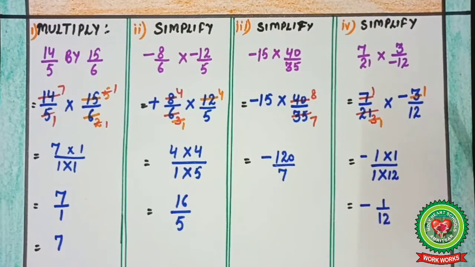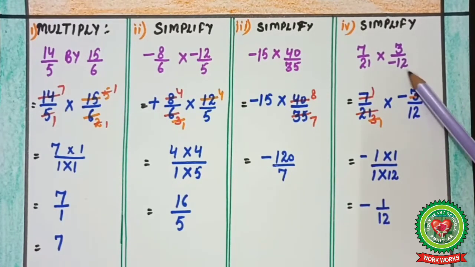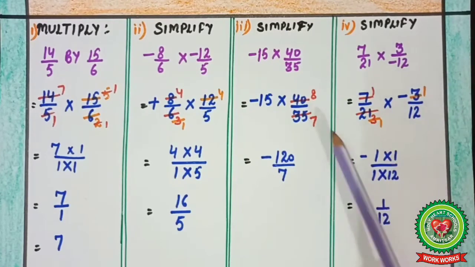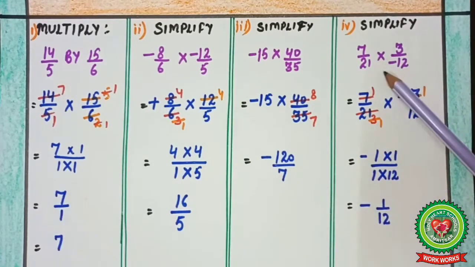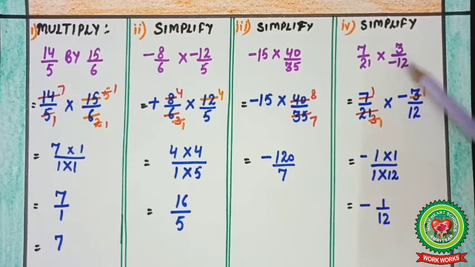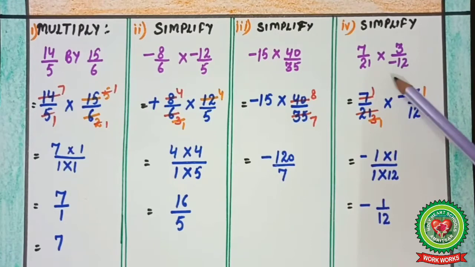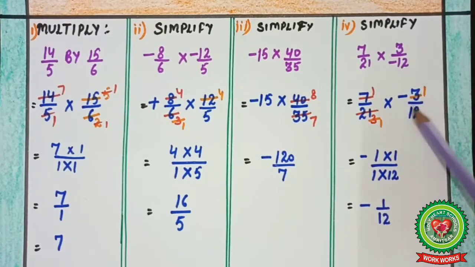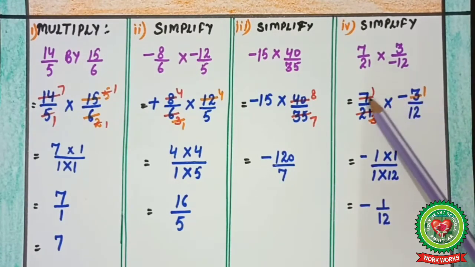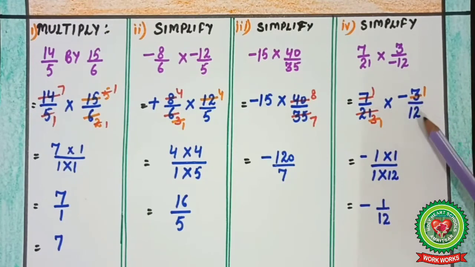So now the next question is: simplify 7 upon 21 multiplied by 3 upon minus 12. Now students, be focused about this question. Here you can see that this is completely different from the other three questions. Why? Because here the minus sign is in the denominator, which is not possible. So what is our first step in this question? We have to move this sign up, because the minus sign can never be in the denominator. So we have to move the sign up with the 3. So you will write here 7 upon 21 multiplied by minus 3 upon 12.